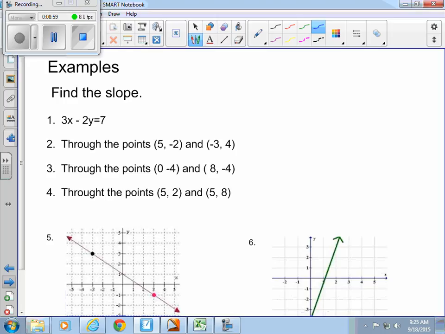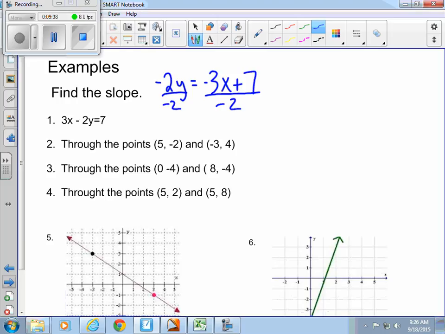So on number 1, how would I find the slope? How would I go about doing that? Yep, y by itself. Everyone agree? So, what's the first thing you would do? Subtract 3x from both sides. And then what? Divide by -2. Make sure you divide both of those pieces by -2.